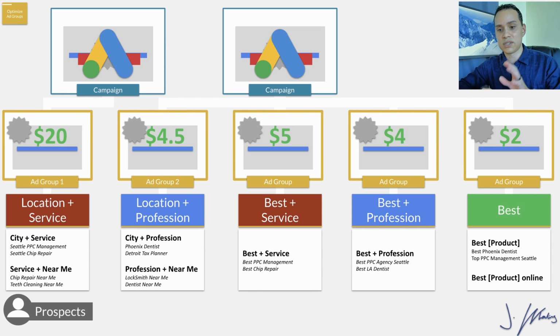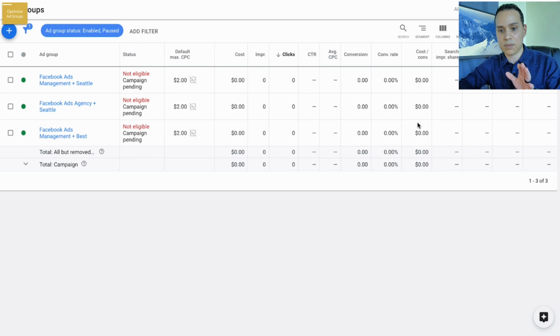So as an example, let's say Facebook Ads Management Seattle spent $20 and then these ones spent $5. So you're going to take this entire campaign and copy it. And then in this original campaign, you'd pause Facebook Ads Agency Seattle and Facebook Ads Management Best because you only spent like $5 or $10, right? And this one spent 20, right? So you want to keep that data. And then in the new campaign, you're going to run just these 2 ad groups so that you can actually start collecting data.